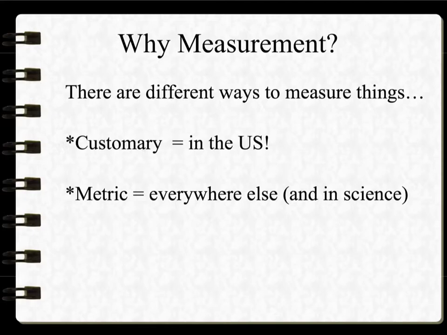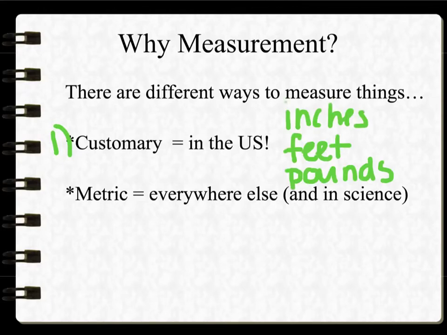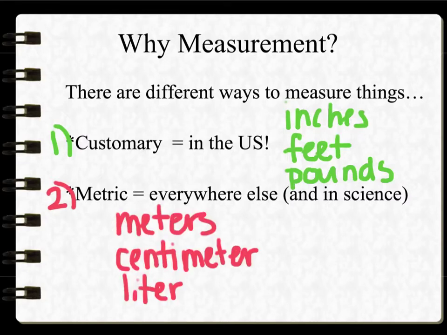Well, there are two different ways of measuring things in the world. The first way is the customary way, and that's what happens in the US. That includes measurements such as inches, feet, and pounds. The second way is the metric system, and that's used everywhere else in the world and in science. That includes things like meters, centimeters, and liters. Now we have to figure out a way of getting from one system to the other system. And that brings me to my next question.